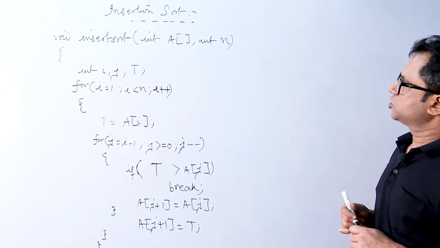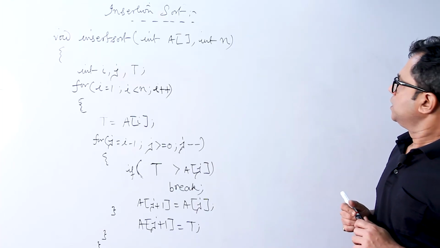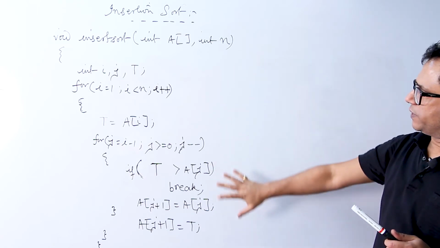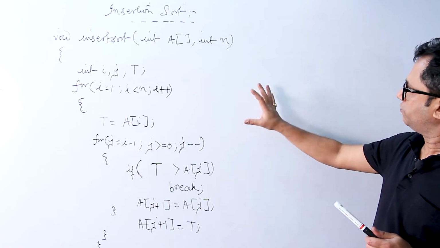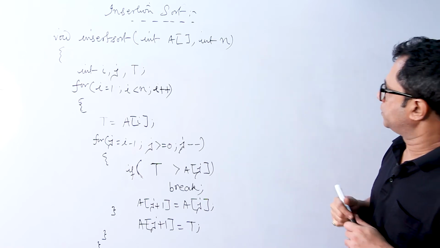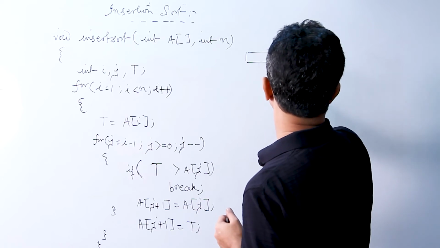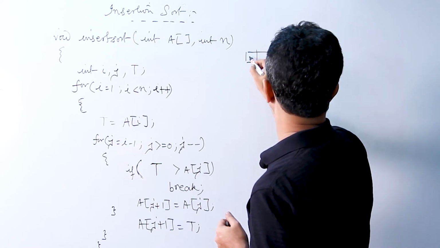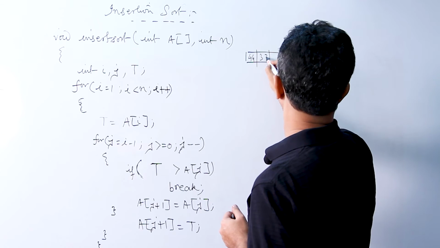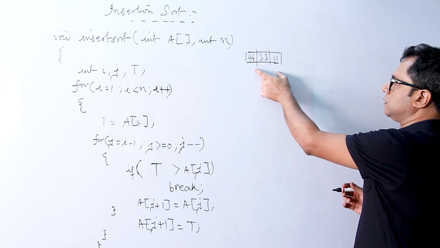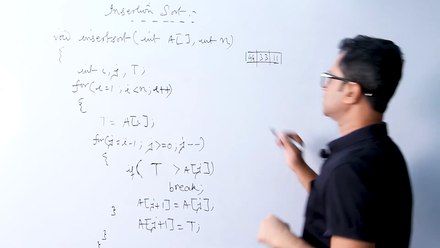dry run. So, as I have written the code of the insertion sort algorithm, I am just going to explain this algorithm in the form of an example. Suppose we take a small array containing 3 elements: 44, 33, 11. So, this is the array under consideration now.